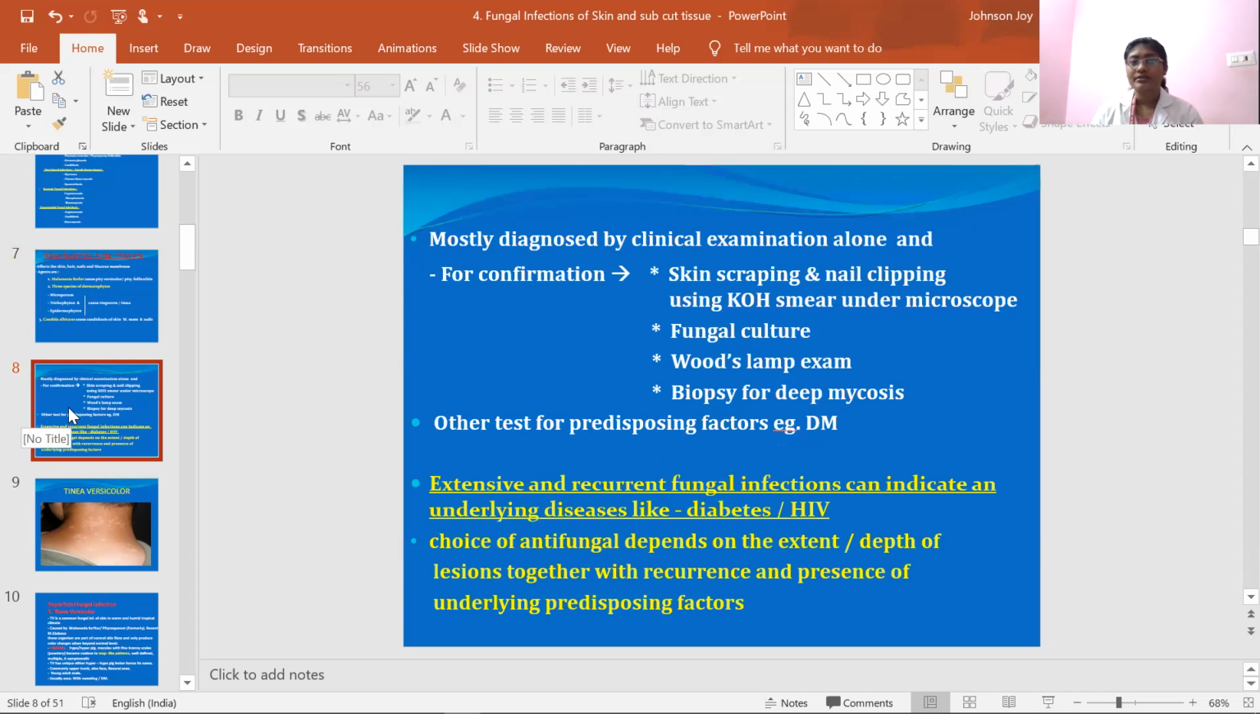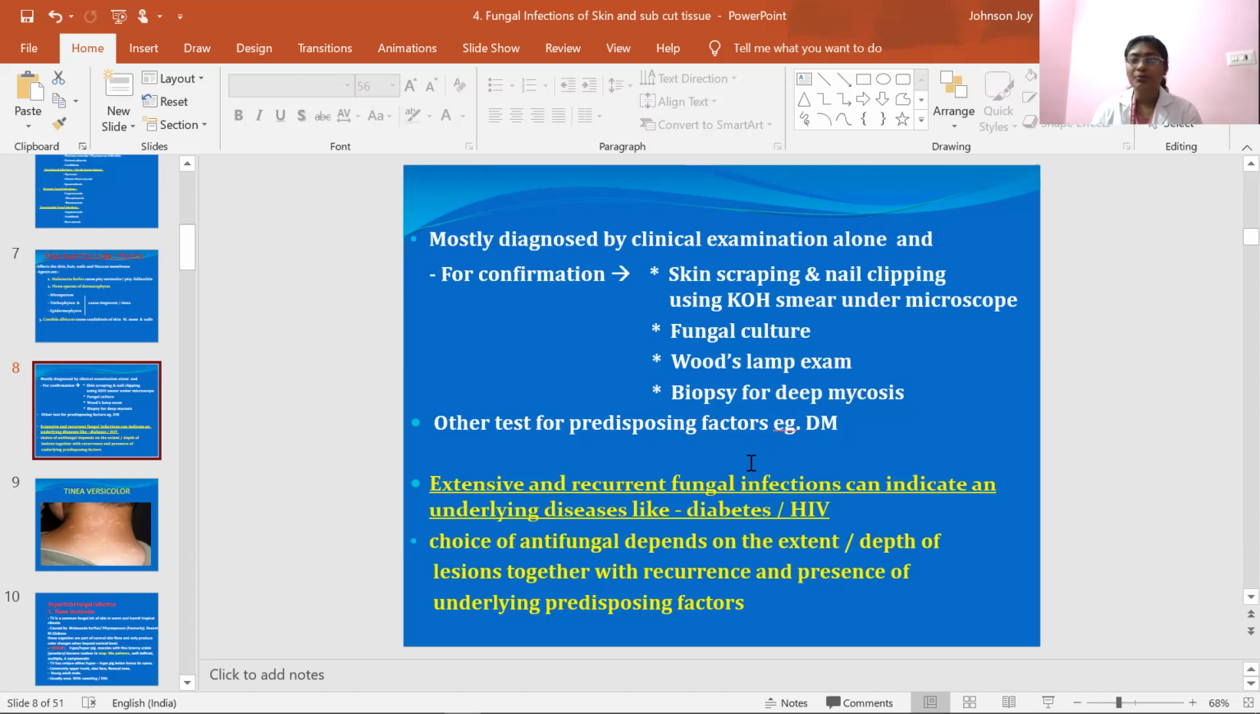Coming to the diagnosis, fungal infections are mostly diagnosed by clinical examination alone. For confirmation, we need to do skin scraping and nail clipping using KOH, the potassium hydroxide smear, under the microscope. Next, a fungal culture can be done to know the species. Then Wood's lamp examination. Wood's lamp is a device which emits 365 nanometers of blue light, which is absorbed by the particular fungus or bacteria or whatever the organism, and it will reflect back a certain color of a particular wavelength. According to that, we can know which species or which infection it is, so we can diagnose better. Then we can also do a biopsy for a deeper mycosis.